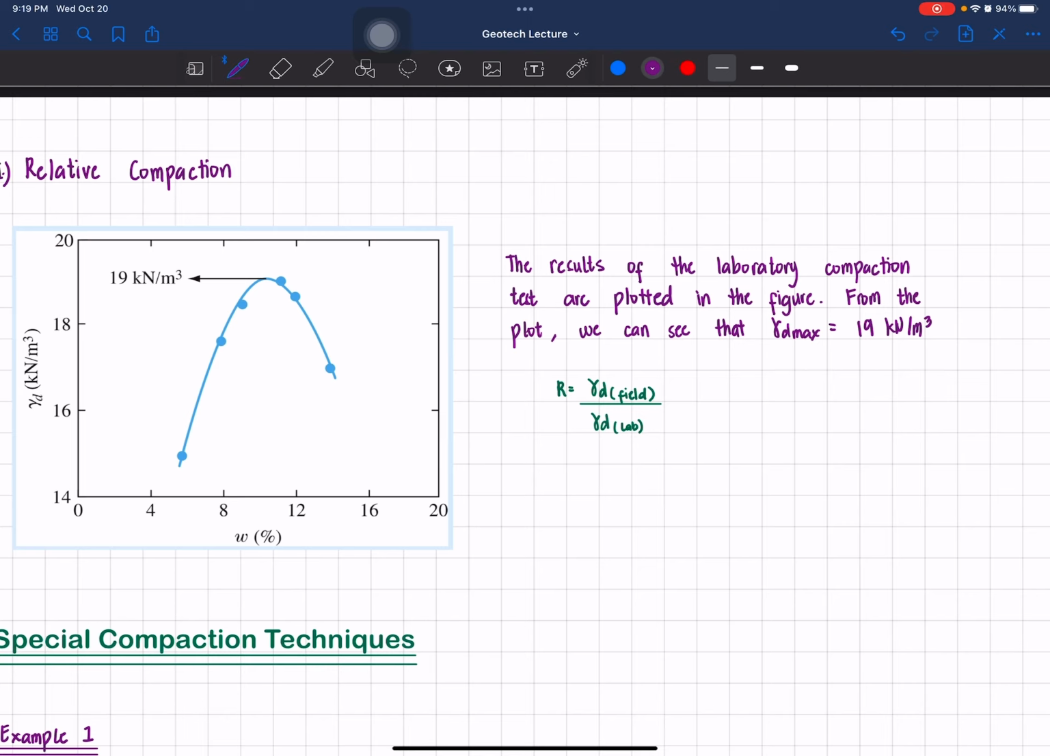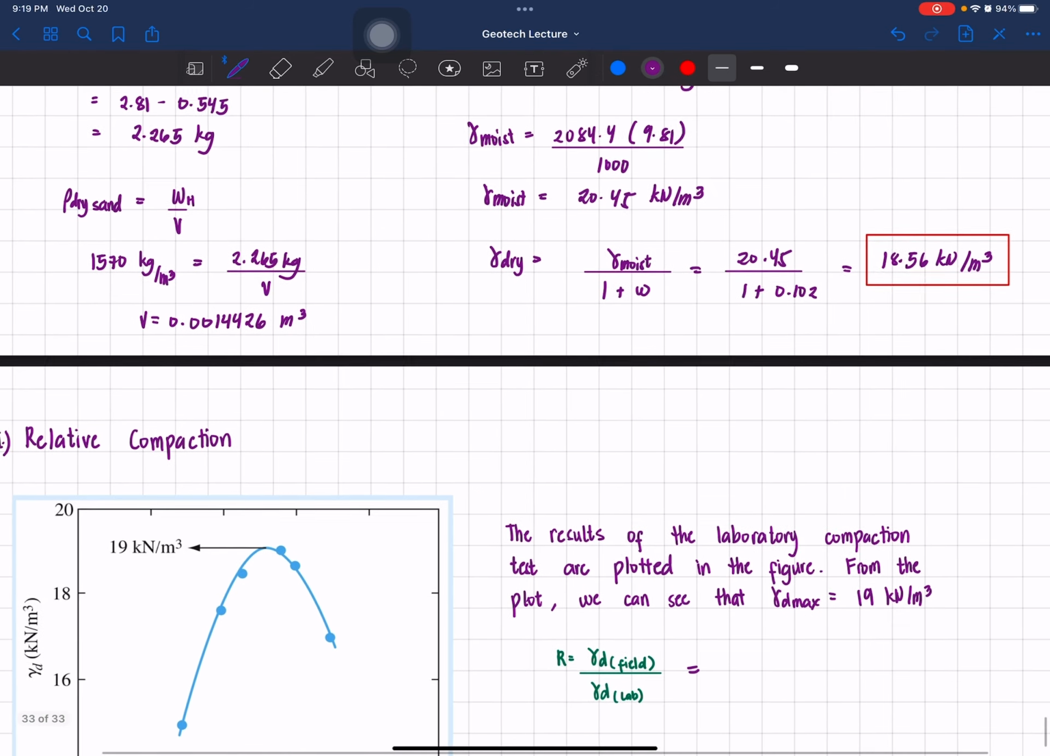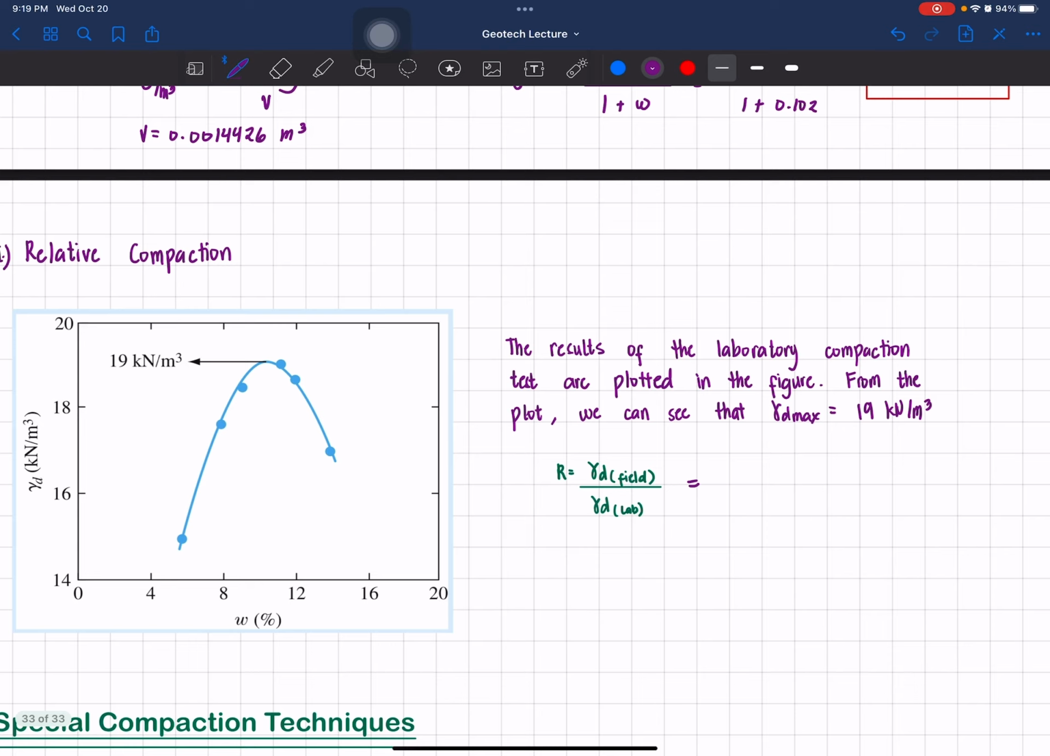Okay. So, in here, relative compaction, madali lang, lagay lang natin. This is now equal to, what is our gamma dry in the field earlier? That is 18.56. Divided by yung laboratory na gamma dry. Okay, that's 19. Ayan. So, this will now give you 97 point, okay, or should I say, multiply na natin ito ng 100, kasi it should be in terms of percent. So, this is now 97.7%. Ayan. So, this is now your relative compaction.